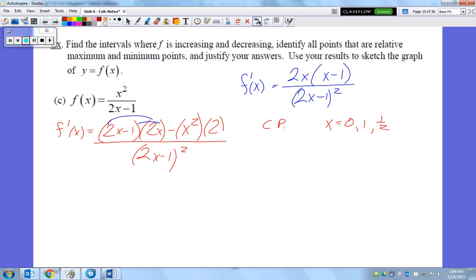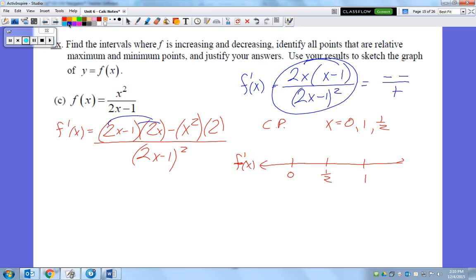Now we're going to do our number line representation. What goes here? F prime of x. Good. This is a first derivative analysis. It's not anything else. So it's 0, 1/2, and 1. What first number would y'all choose? -1. Using this, I have negative over positive, so the whole thing is positive.